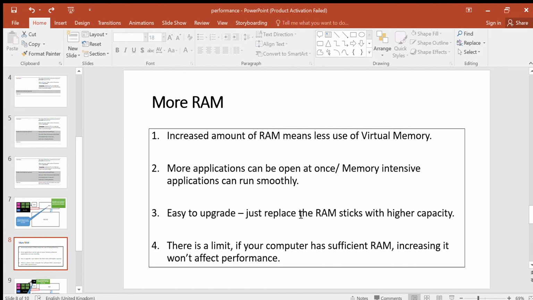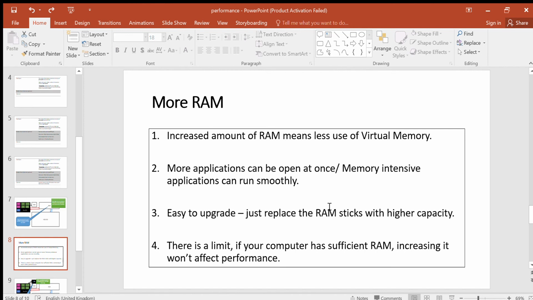It's easier to upgrade. You just take the RAM stick out and put one with a greater capacity in. Now, the only thing to be aware of is if you've already got sufficient RAM in your computer that is allowing you to open as many applications as you want and the programs are running smoothly, there's no point putting more RAM in because it won't affect the performance. It won't make the computer run any more efficiently.